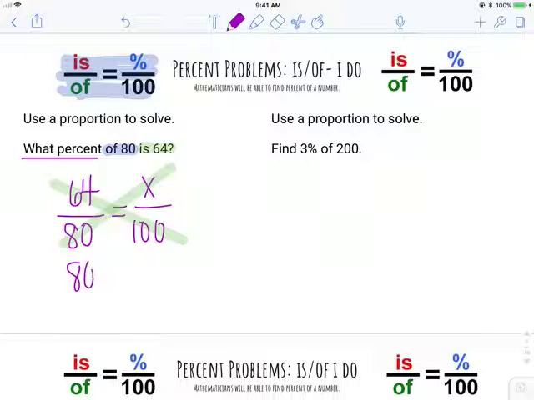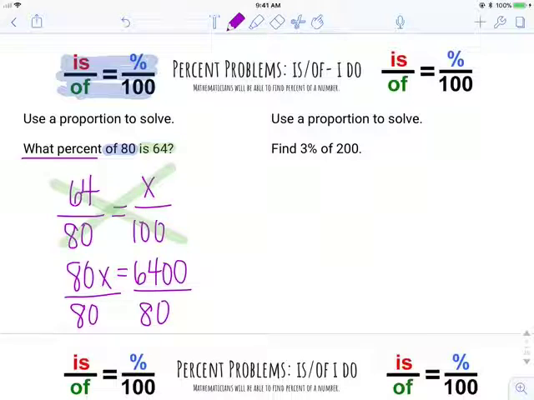So 80x equals 6,400. And I'm going to divide by 80 on both sides. So when you take 6,400 in your calculator divided by 80, you get 80. X is equal to 80%, and that's your answer.